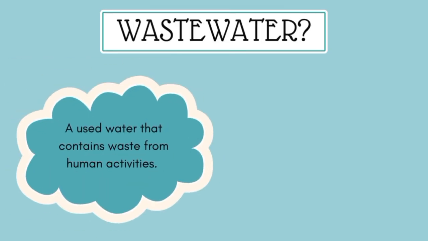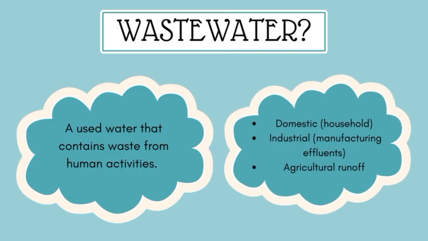Wastewater is water that has been used and contains pollutants, either from domestic, industrial, or agricultural sources. Common sources include household activities like bathing, washing, and cooking, as well as industrial processes and agricultural runoff. If not treated properly, wastewater can harm the environment and public health.